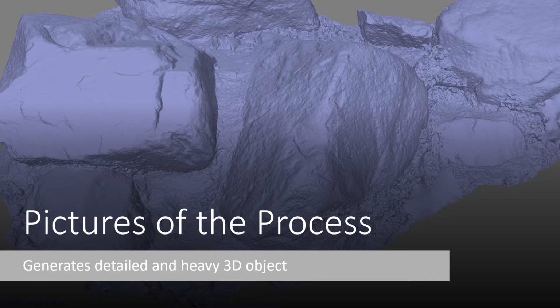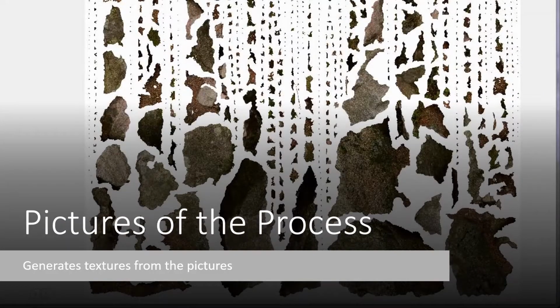Next, you will see that it generates a detailed, heavy 3D object. These are kind of like normal maps and things like that, things that give us the grooves and the dents that we can't necessarily model ourselves. So from the pictures, textures can actually be generated. As you can see in the back, they have all different types of textures that were placed around in the images and that were actually on the model itself.